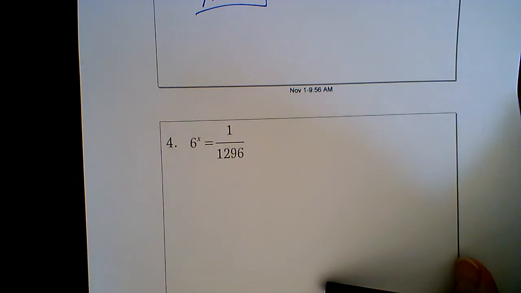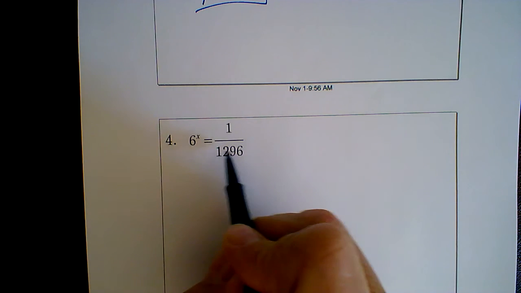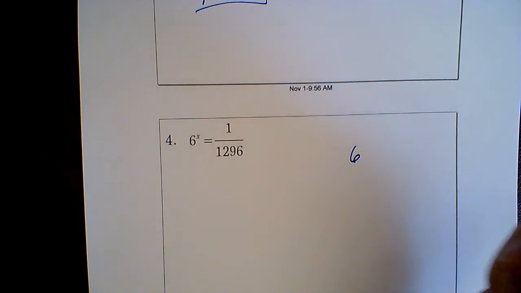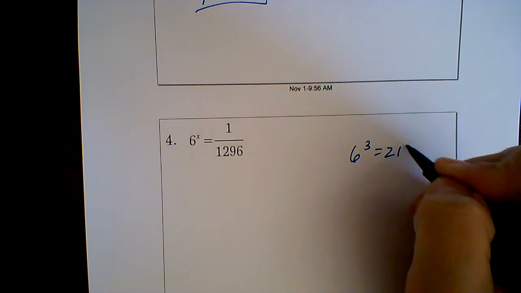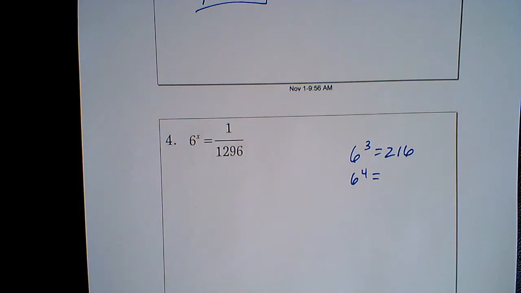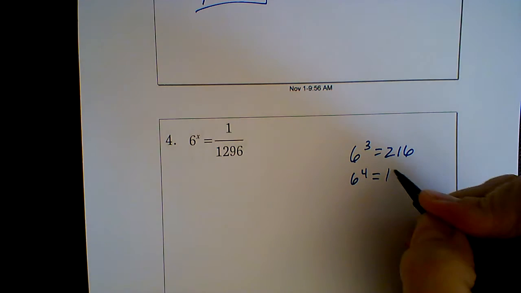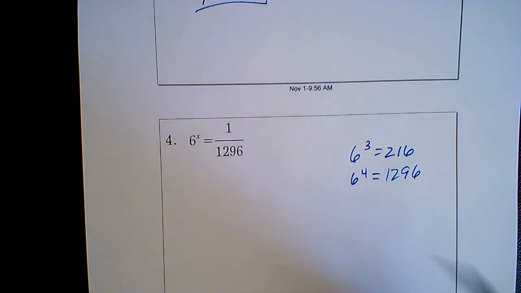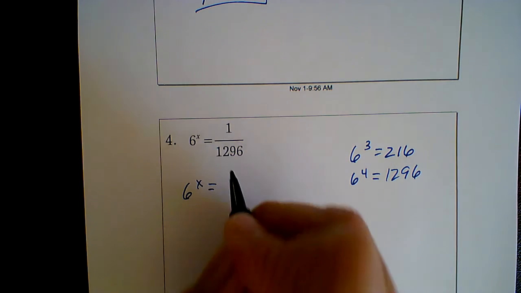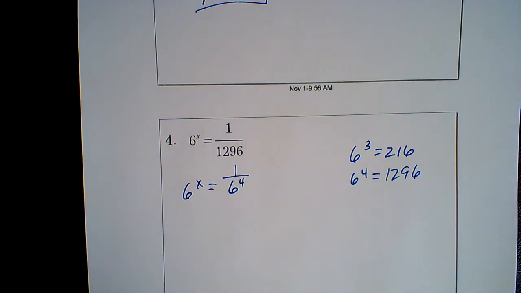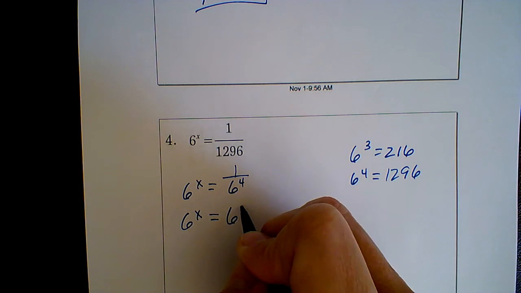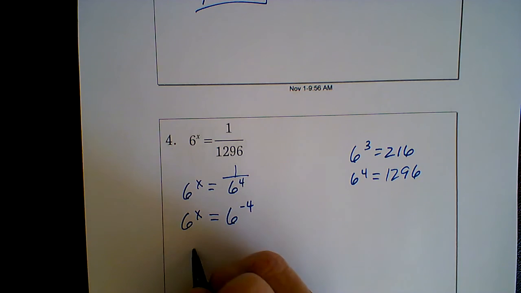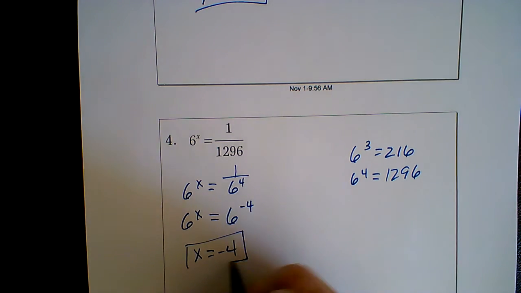All right, number 4. So I know this large number can be written as 6 to a power. 6 squared is 36. Let's try 6 to the third. 6 to the third gives me 216. Let's try 6 to the fourth. And there it is, 1296. So 6 to the x is equal to 1 over 6 to the 4th. Again, it's in my denominator, so I bring it out, and I have to give it a negative exponent now. So x equals negative 4.